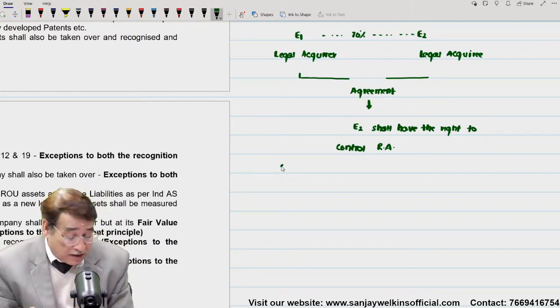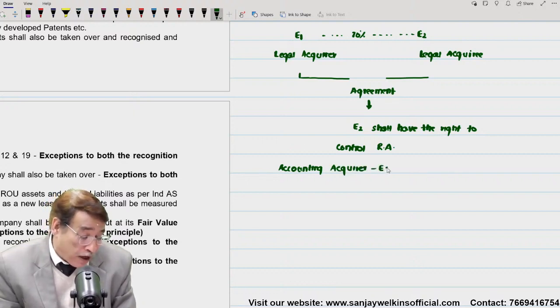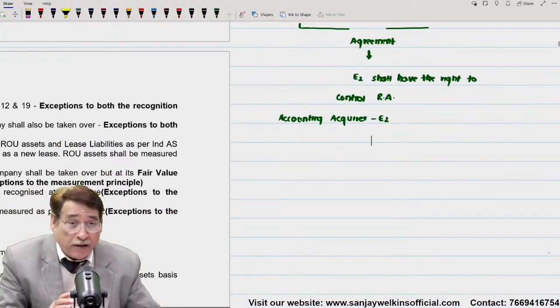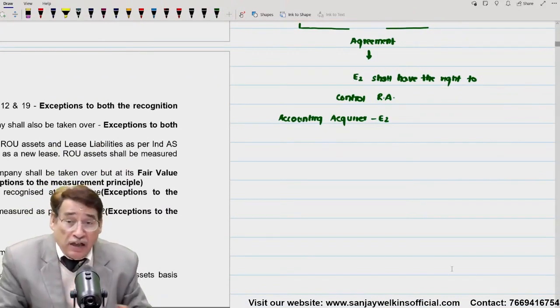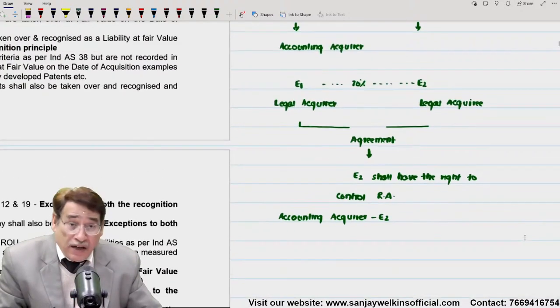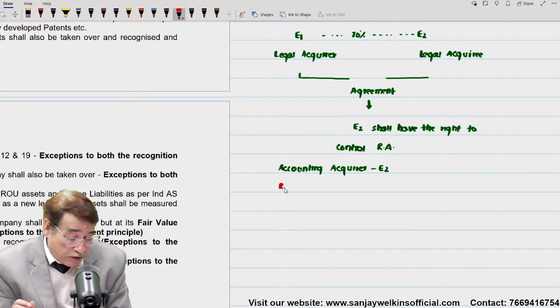Correct? So in this case, for the purpose of accounting, E2 will be considered the accounting acquirer. We will do the accounting in the books of the acquirer, and E2 will be considered the accounting acquirer, because in this case the legal acquirer is not the accounting acquirer. That is why we say it is a case of reverse acquisition, and we will do some lengthy questions on reverse acquisition later on.